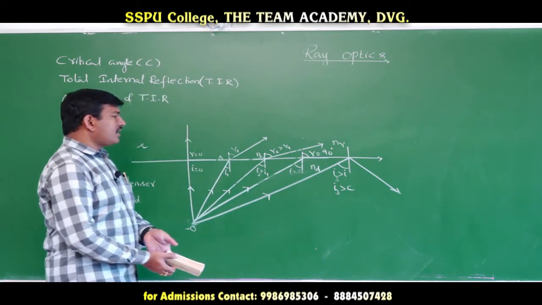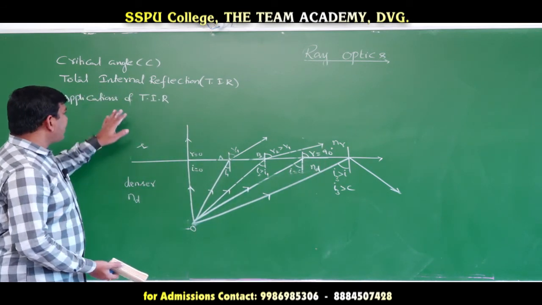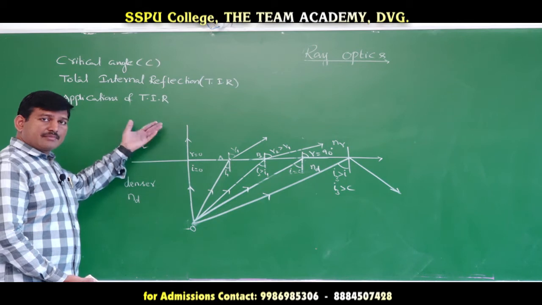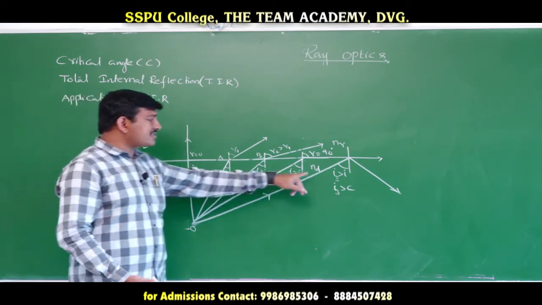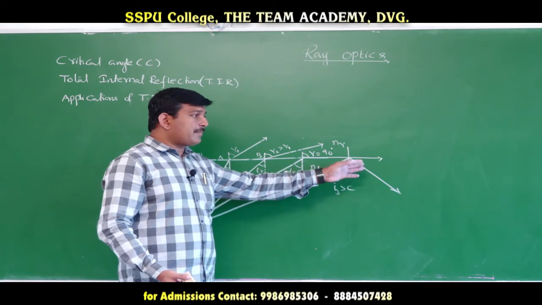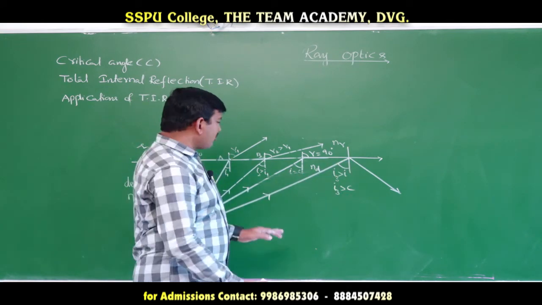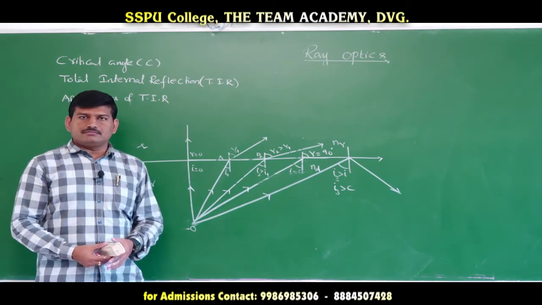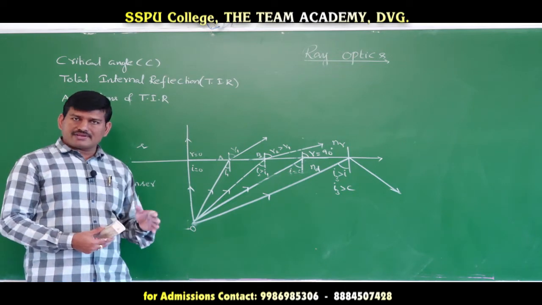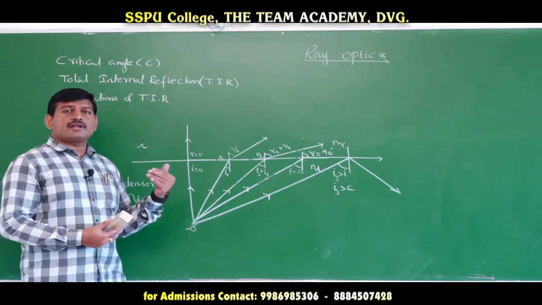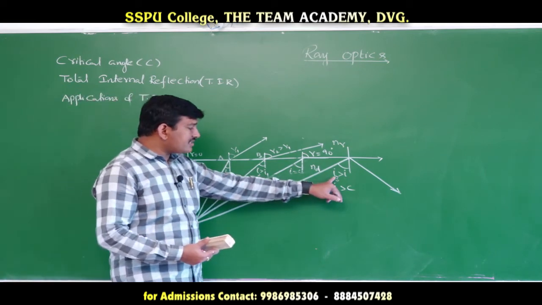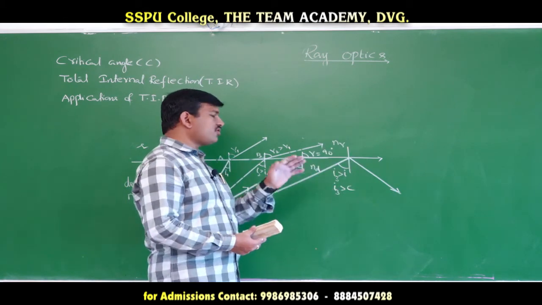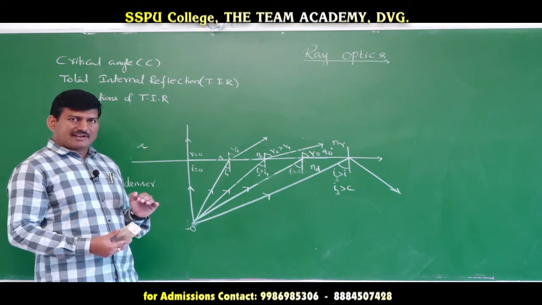Then what is the total internal reflection phenomenon? Total internal reflection is the optical phenomenon in which, when a light ray is traveling from the denser medium to the rarer medium, and if the angle of incidence is greater than the critical angle, the light ray is completely reflected into the same medium. This phenomenon is said to be total internal reflection. What is total internal reflection? It is the optical phenomenon in which, when a light ray is traveling from the denser medium to the rarer medium, and if the angle of incidence is greater than the critical angle, the light ray is completely reflected into the same medium.